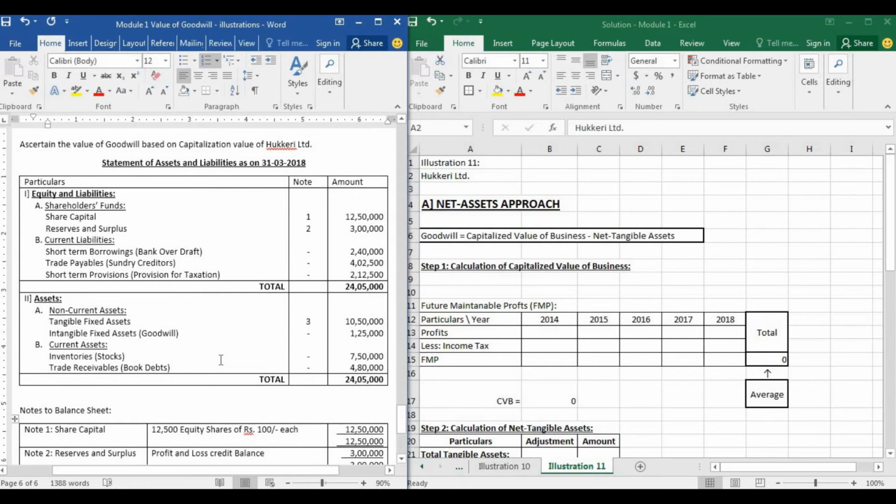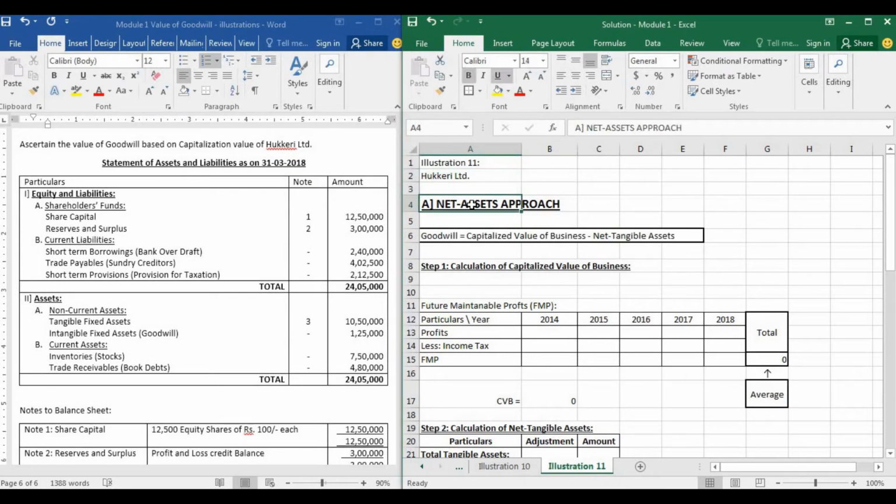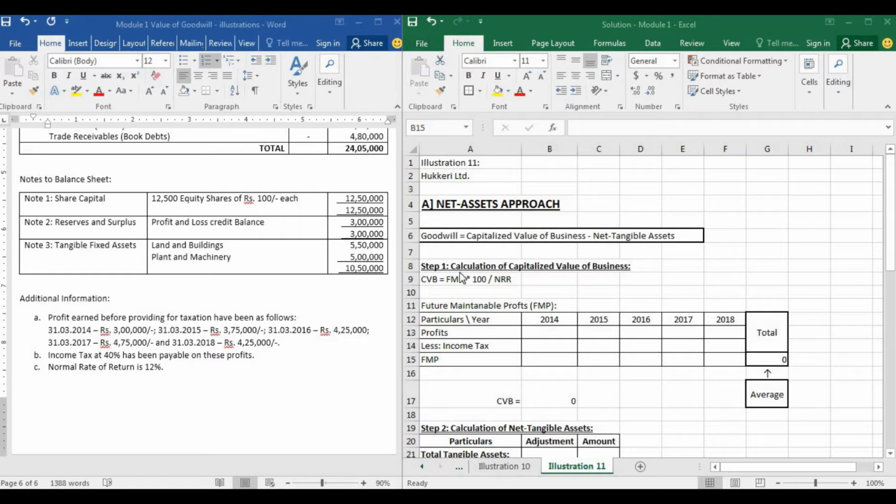So let us start solving the illustration. We are going to use both the approaches, which is net assets approach and liabilities approach. The formula to calculate goodwill under net assets approach is capitalized value of business minus net tangible assets. So guys, step number 1 is calculation of capitalized value of business. The formula to calculate capitalized value of business is future maintainable profits, which is nothing but average adjusted profit, into 100 divided by normal rate of return. Normal rate of return is given at 12%.